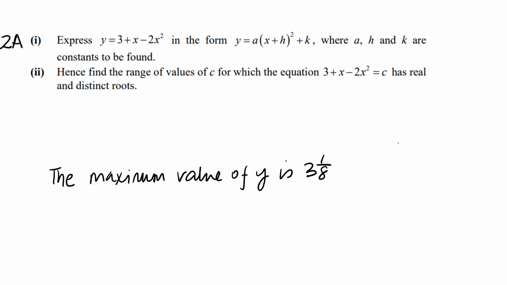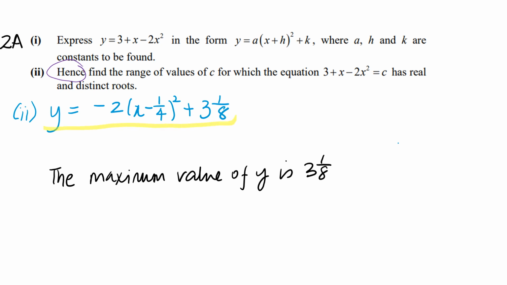If you look at part 2, 'hence' means you need to make use of the answer that you have gotten in 2a part I. What is the answer we have found in 2a part I? This is the answer we have found earlier on, so we need to make use of it. We need to find the range of values of c such that this equation has real and distinct roots.